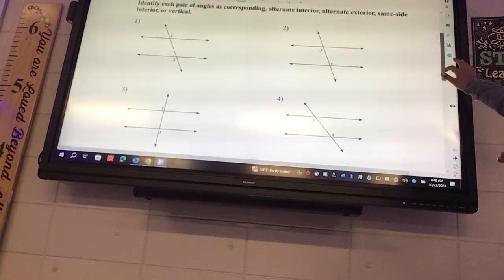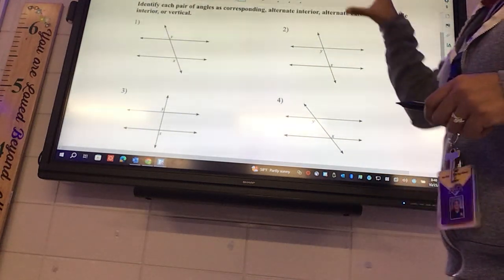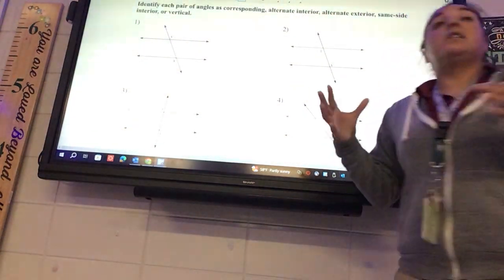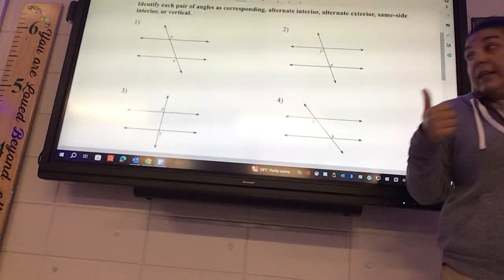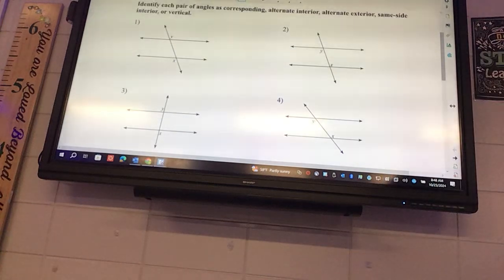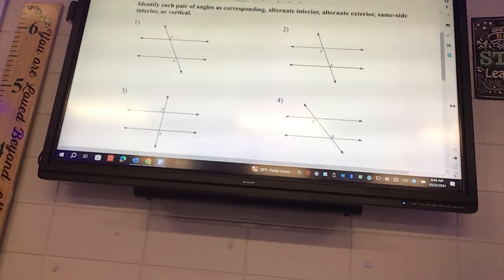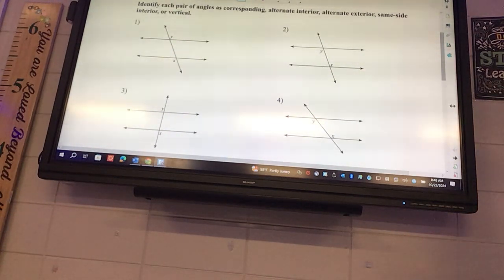The ether. Okay, let's start with X. Is X on the inside or the outside? X is on the outside. What about the Y? It's also on the outside. So it has to be an exterior, because they're both exterior. Is there more than one option for exterior? No, there's not.